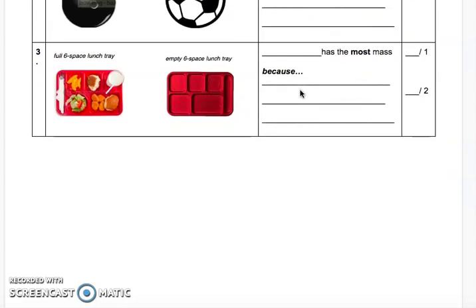All right, students, last one. You have a full lunch tray. And here you have an empty lunch tray. Okay, which one has the most mass? Write it on the line. And you're going to explain why using science vocabulary.